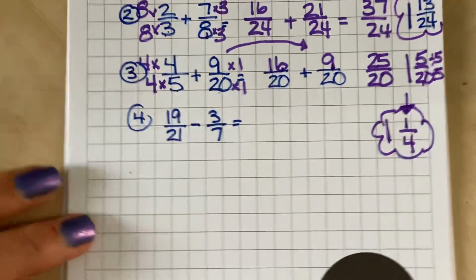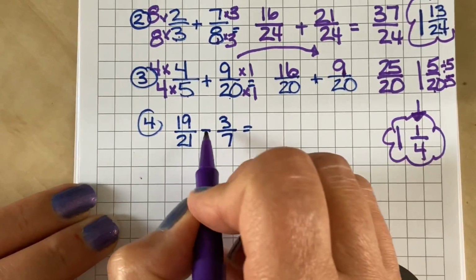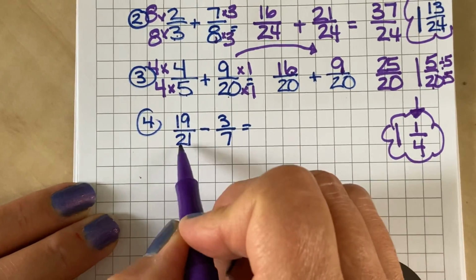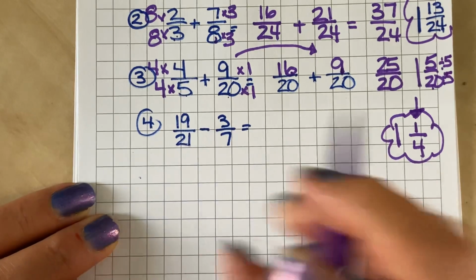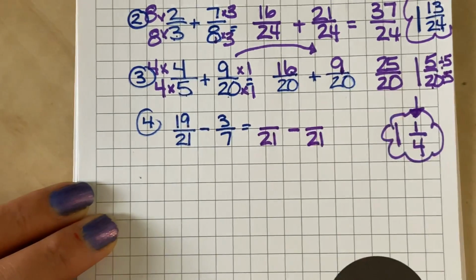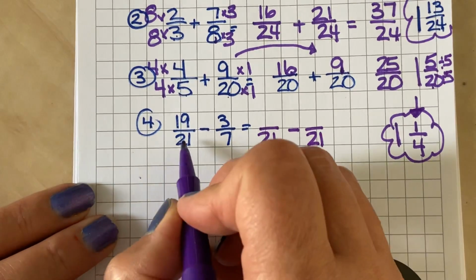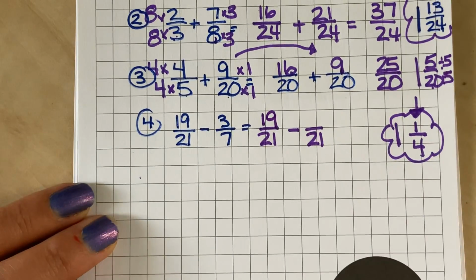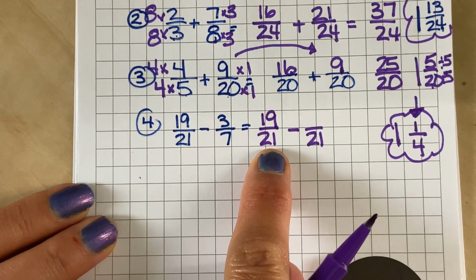All right, and then last one. I had 19 21sts minus 3 7ths, and I'm like, I don't want to multiply 7 times 24, but does 7 go into 21? 7 does go into 21. So 21 is going to be my denominator. Again, I didn't do anything to this 19, so I'm just going to carry that over. It's still 19 21sts. It has the same denominator.